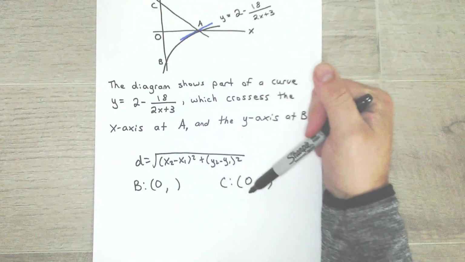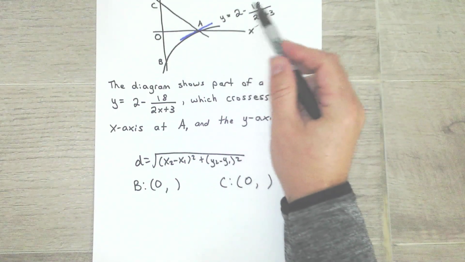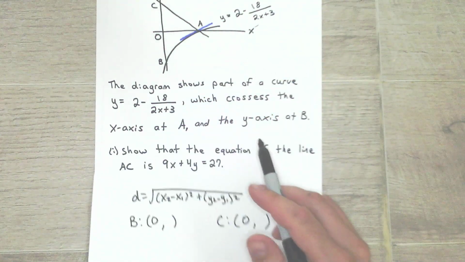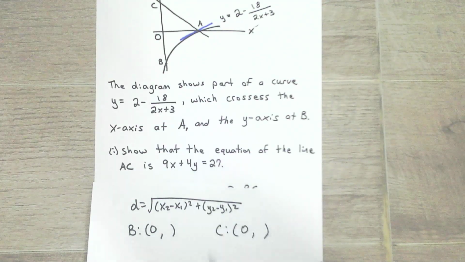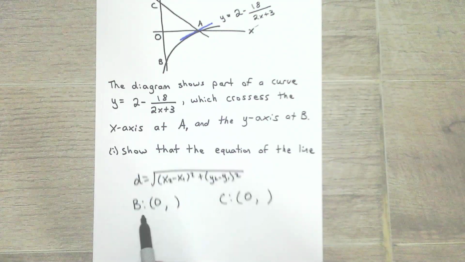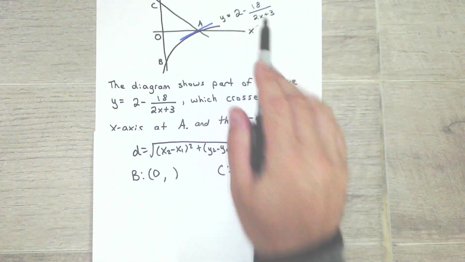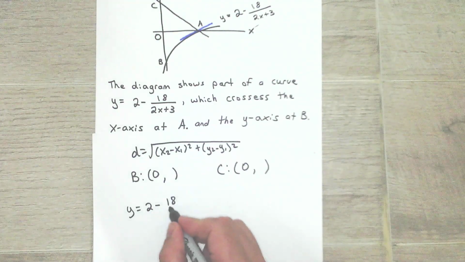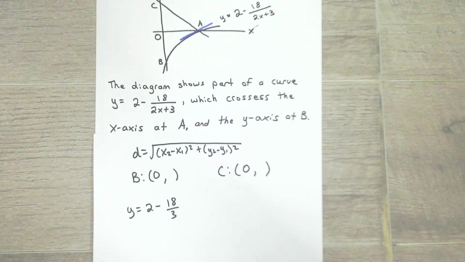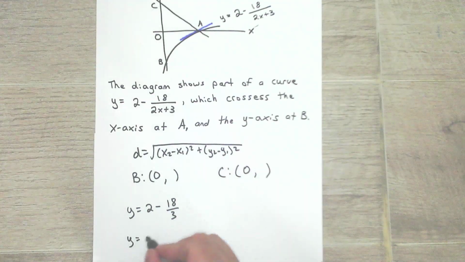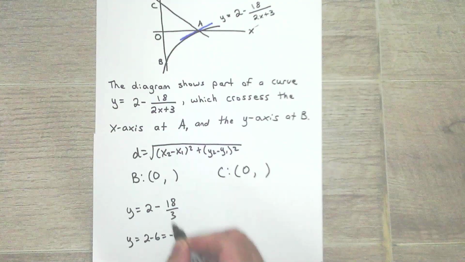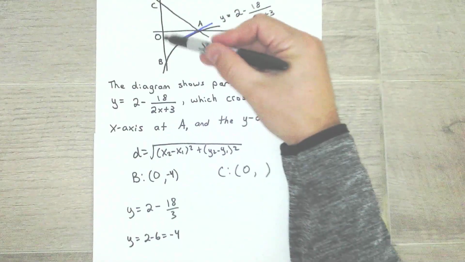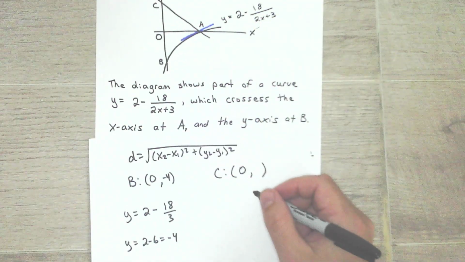How are we going to find the y values? Well, B is on the curve, so we're going to use the equation of the curve for B, and C is on the line of AC, so we're going to use the equation of AC to find C. So for B, use this formula, plug in 0 for x, y equals 2 minus 18 over 3, because 2 times 0 is 0. So we have y equals 2 minus 6, which is negative 4. That should make sense. 0, negative 4.